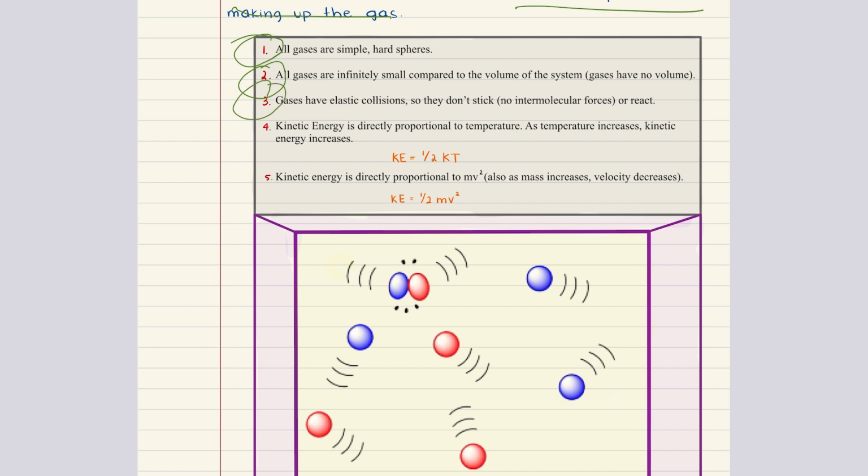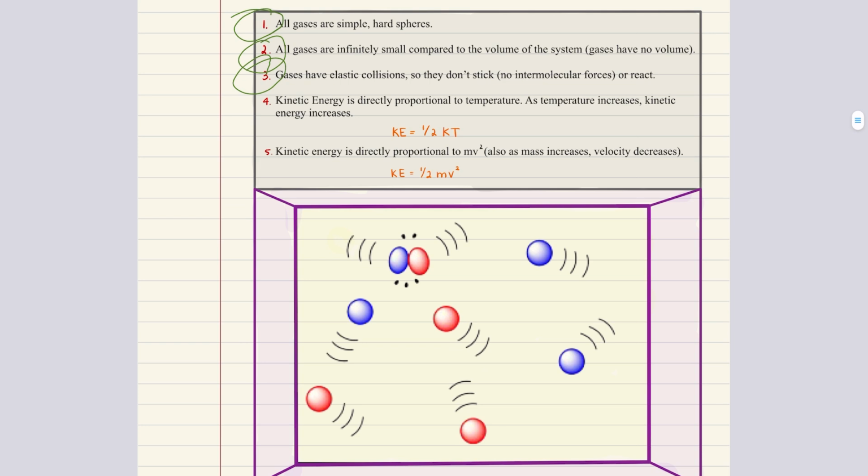Third, gas particles experience completely elastic collisions. This means that when gas molecules collide with each other or collide with the walls of their container, they don't lose energy. They simply bounce off each other like billiard balls. There are no intermolecular forces in an ideal gas, meaning the particles don't attract or repel each other.